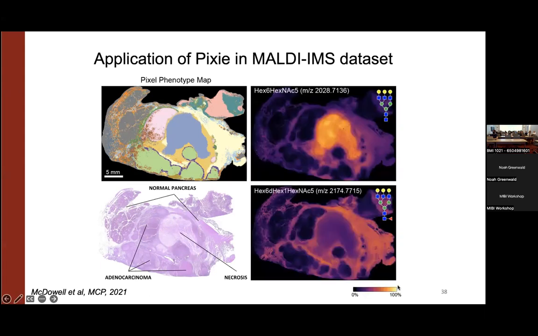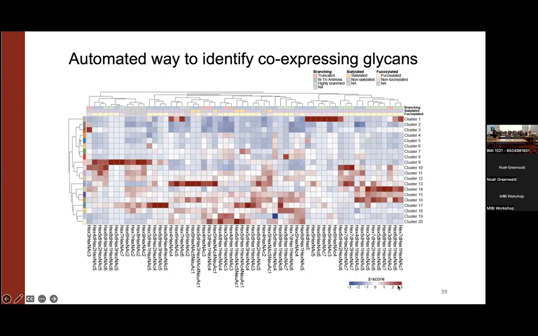Further, if we look at the actual glycans that were defining these pixel clusters, they lined up nicely with the manually annotated glycans that were talked about in the original publication. So this was an automated way of picking out these glycans that were specific to these different histological regions. And in addition to confirming what we saw in the original publication of which glycans are expressed where, using pixel clustering, we're able to identify other co-expressing glycans.